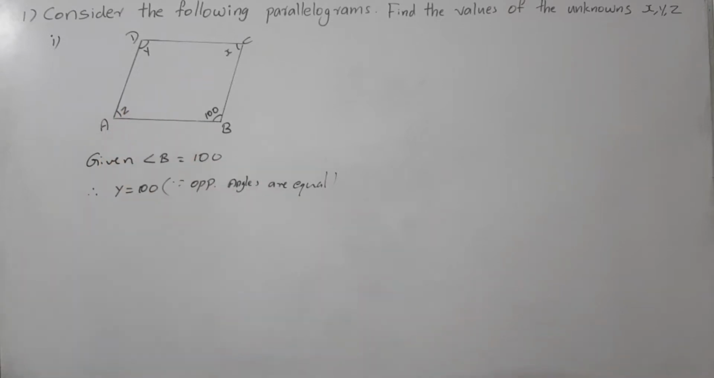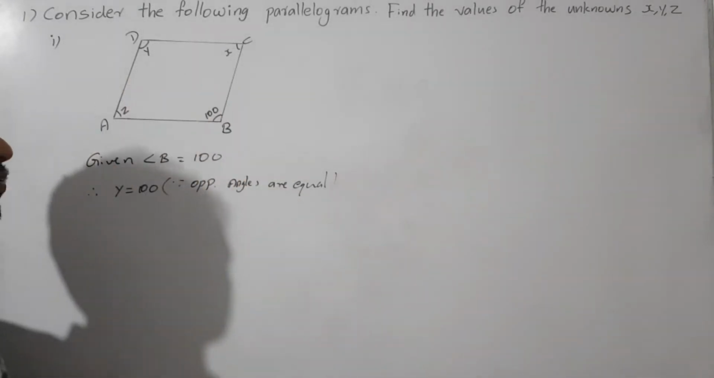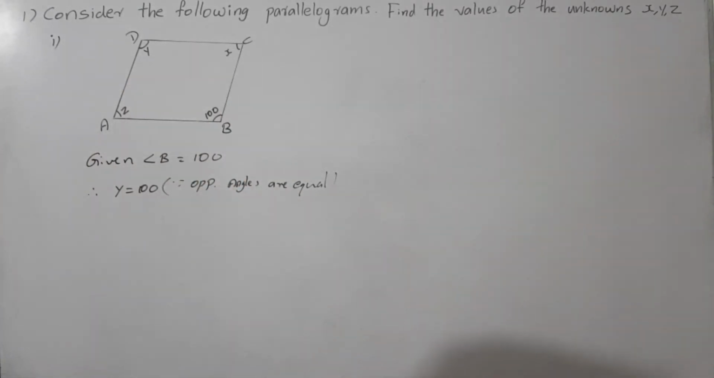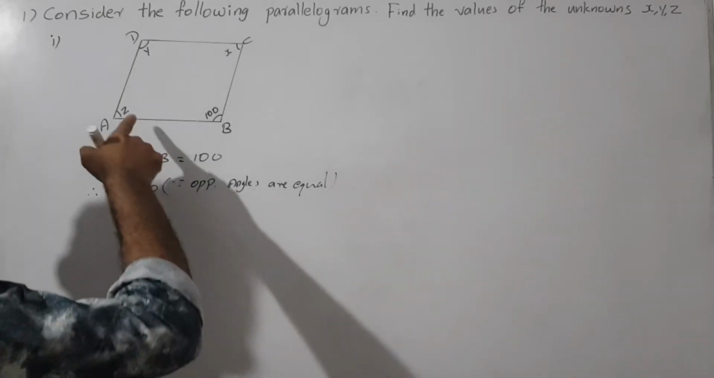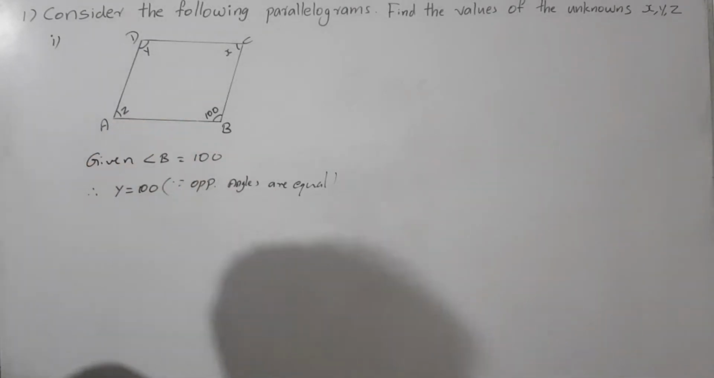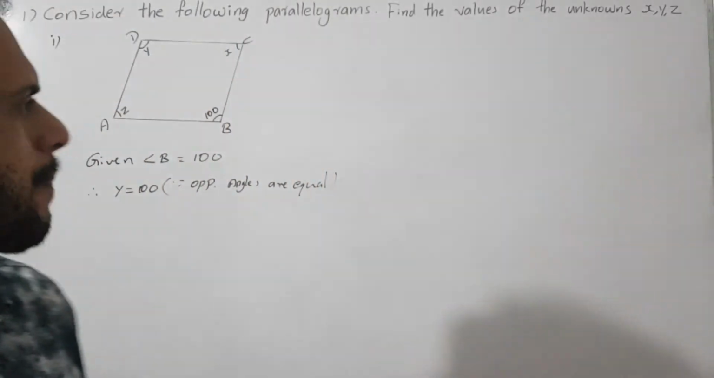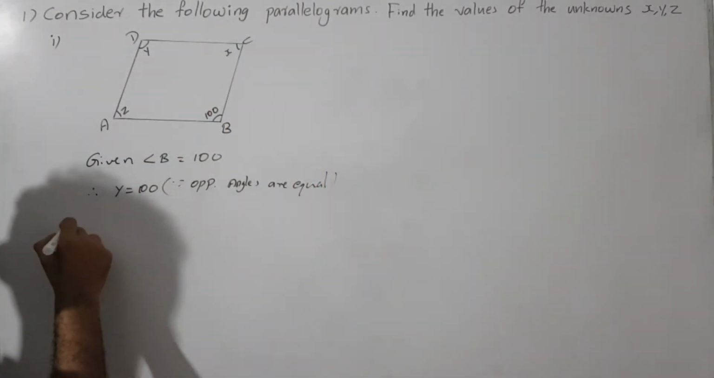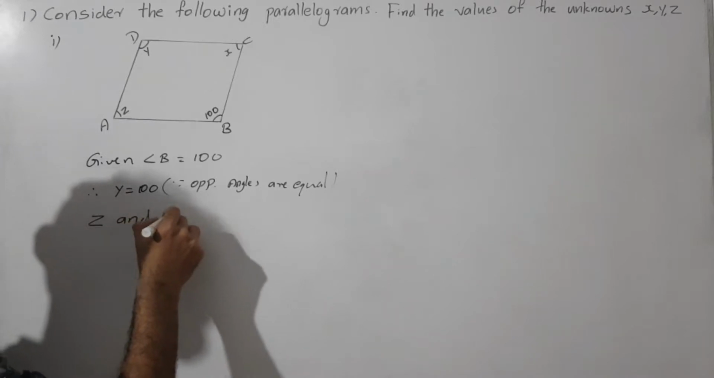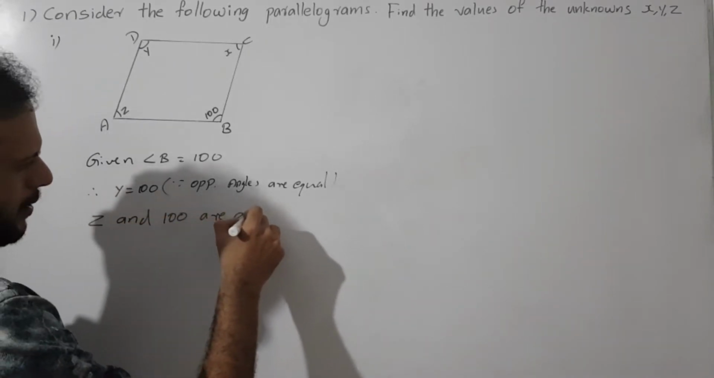Since they share a side, what do we call them? We call them adjacent angles, correct? Then what is the property of adjacent angles? Yes, the adjacent angles are supplementary, correct? So we are writing z and 100 as adjacent angles.